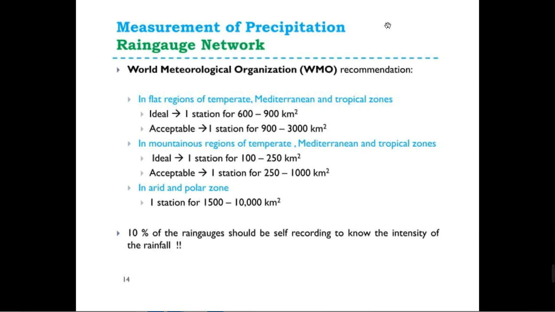Station, so 500 to 10,000 kilometers per square. 10 percent of rain gauges should be self-recording to know the intensity of rainfall.